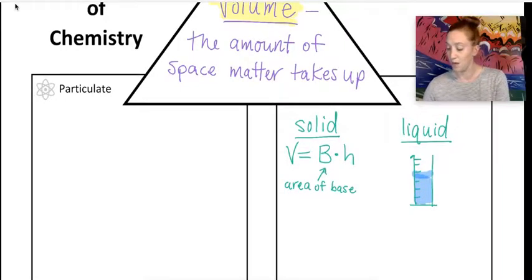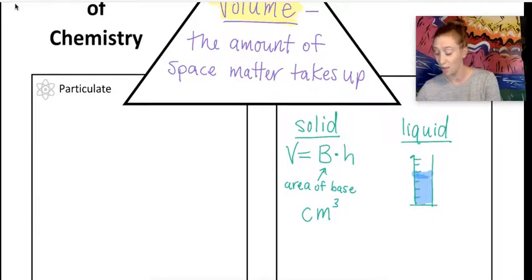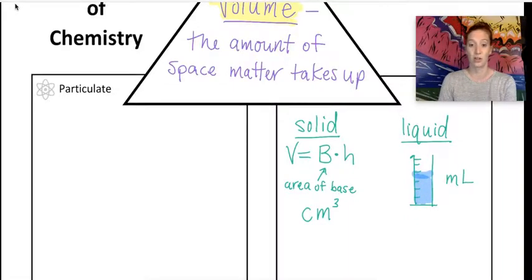All right. Now, depending on which of these 2 things we're looking at, as far as a solid volume calculation or a liquid volume measurement, it's going to change what our units are. Typically, we're going to use centimeters cubed when we're taking those measurements of the base and the height and multiplying them together in those 3 dimensions. If we are using a graduated cylinder to measure volume of liquid, we're going to measure that in milliliters.